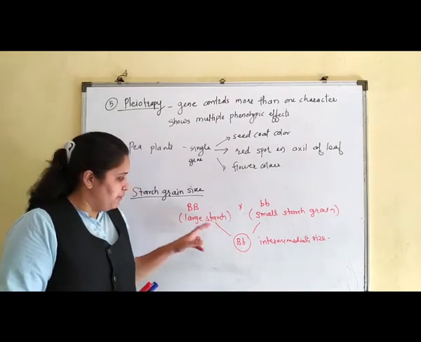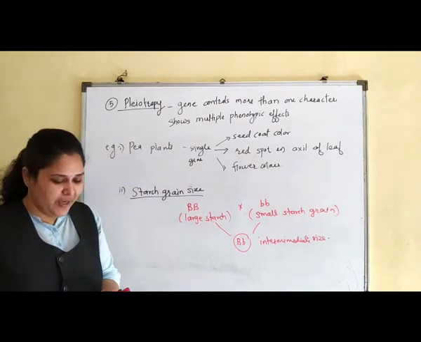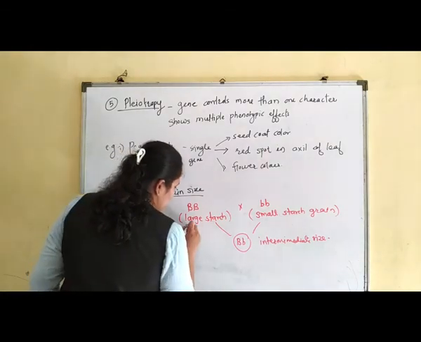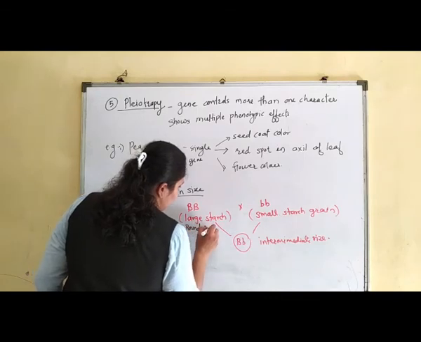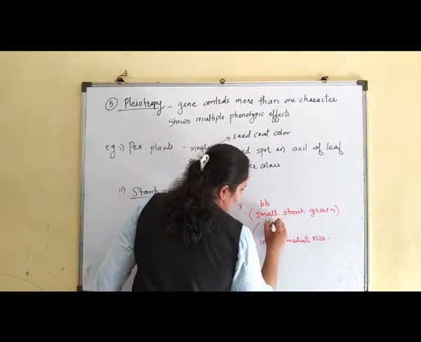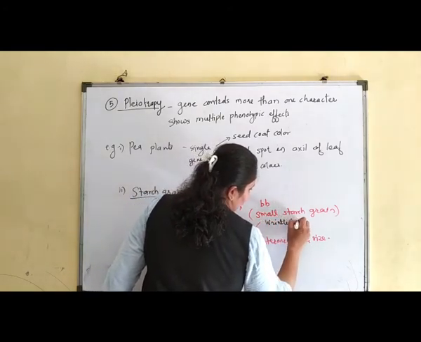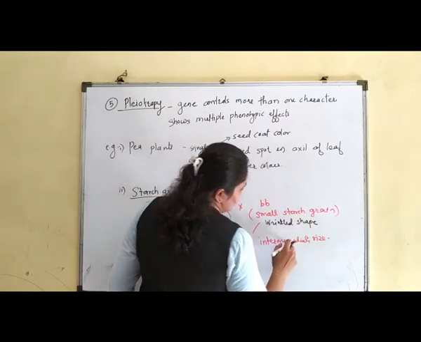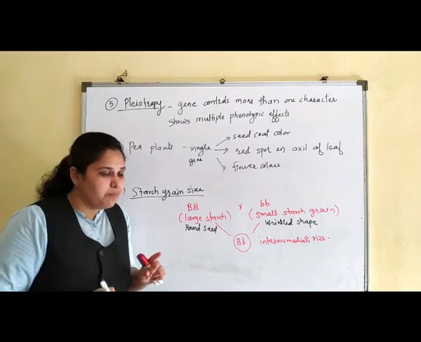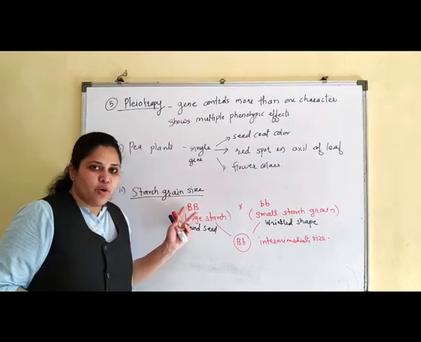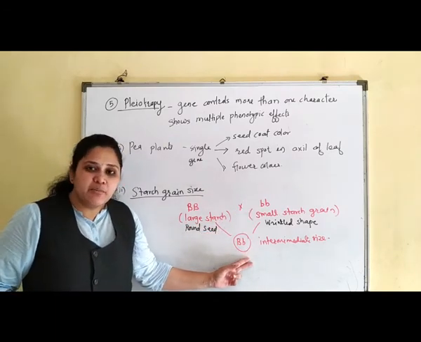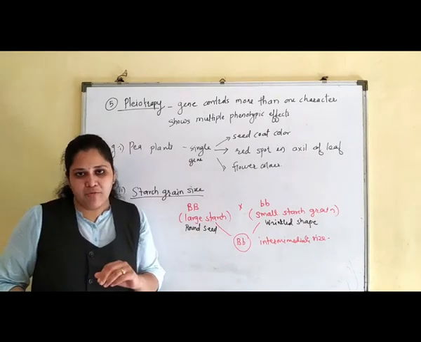Fine, intermediate. But the larger size starch grain will give a round shape to the seed. So with large starch grains, these seeds appear round in shape. With small size starch grains, these seeds appear wrinkled in shape. Fine. So I told you this is an example of incomplete dominance as well as pleiotropy. Why incomplete dominance? Because in a cross between large size starch grains and small size starch grains, we get intermediate size starch grains. So this is an example of incomplete dominance.